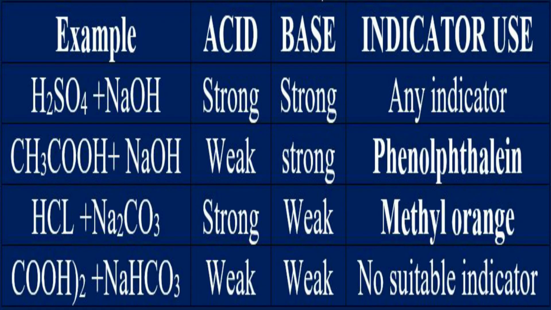Let's see the choice of indicator in acid-base titration, or in another way, indicator suitability. Strong acid against strong base, any indicator may be used. Weak acid against strong base, the indicator used is phenolphthalein. Strong acid against weak base, methyl orange may be used. Weak acid and weak base, no suitable indicator, and in that case we do not have any reaction like this.